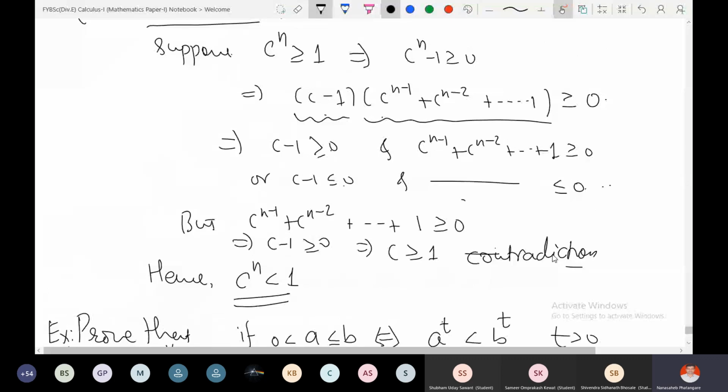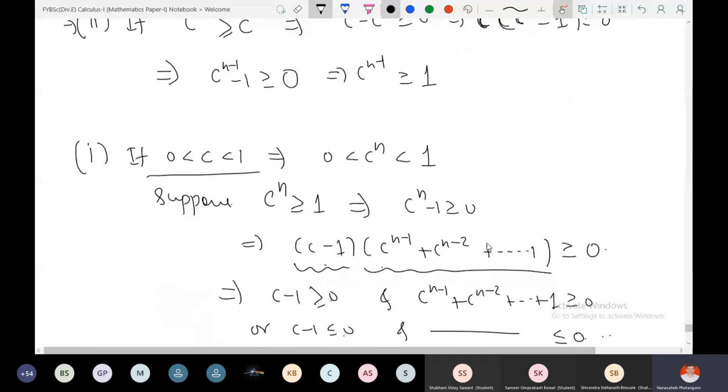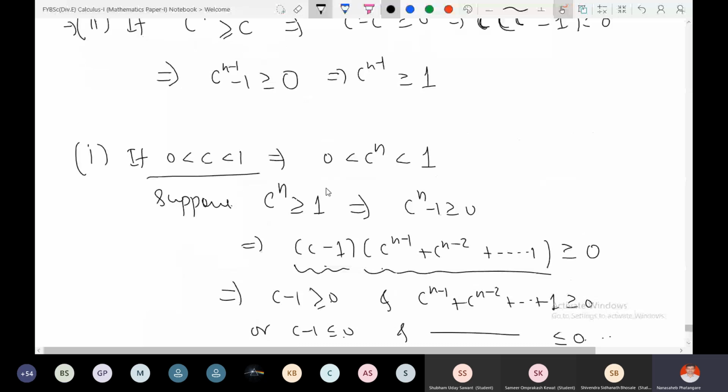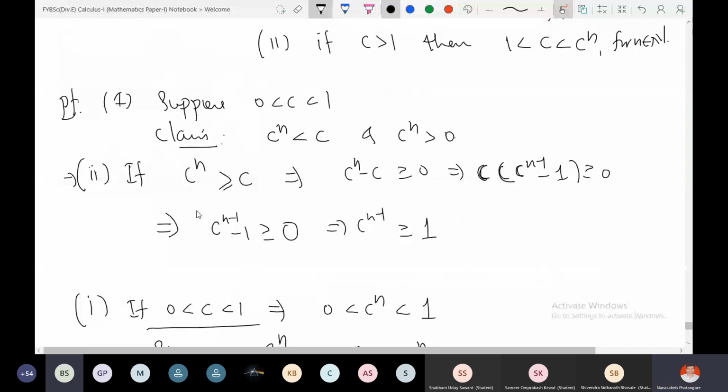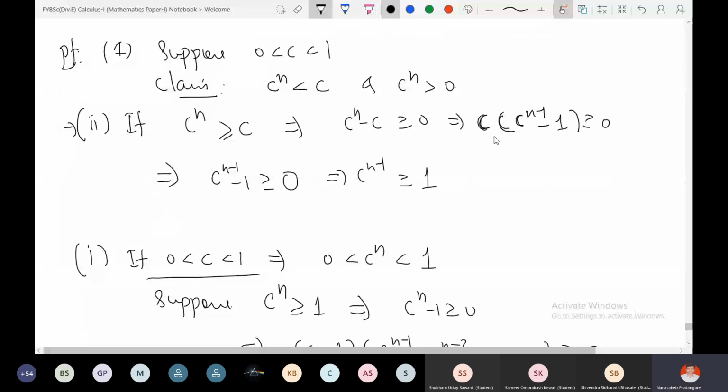Okay. So where we were, what we have proved basically is, if 0 is less than c is less than 1, then any power of c is less than 1. That is what we wanted to prove. So, okay, let's go to the previous situation. What we wanted to prove is c raised to n is less than c. Suppose c raised to n is not less than c, then c raised to n is greater than or equal to c, and then c raised to n minus c is greater than or equal to 0. Then we have this factorization. That means both are positive or both are negative, but already c is positive, so the bracket has to be positive or greater than or equal to 0. That means c raised to n minus 1 is greater than or equal to 0. So contradiction.